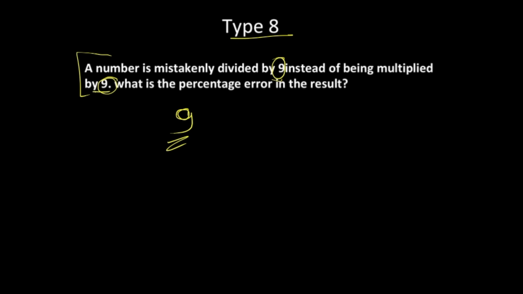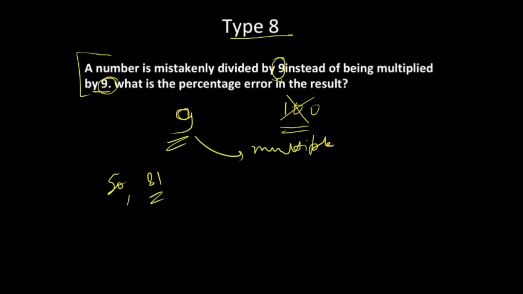So for that we will not assume a value which is given as 100, rather we would choose a value which is a multiple of 9, right? So 81 is one such number which is divisible by 9, and if you have a look at it, it is also a big enough number so that it can give you a good answer as well. So let's see.